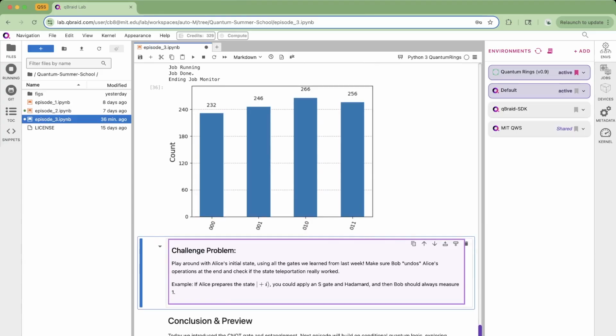So now, as a challenge problem, play around with Alice's initial state using all of the gates that we learned from last week. Alice should prepare some state and then teleport it to Bob. And then Bob needs to do some gates to undo what Alice has done. So I gave an example here: if Alice prepared the state plus i, that's pointing along the y-axis, then if Bob applies an S gate, he'll rotate to minus, and then a Hadamard, he'll rotate down to the 1 state, then he should always measure 1. So this is a way to double check that you actually teleported the right state.